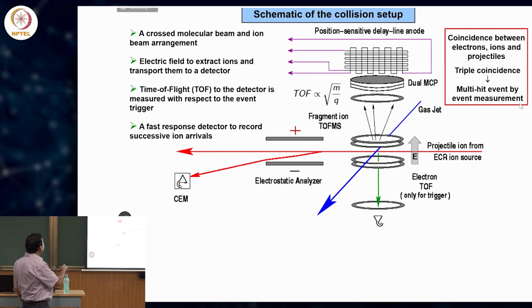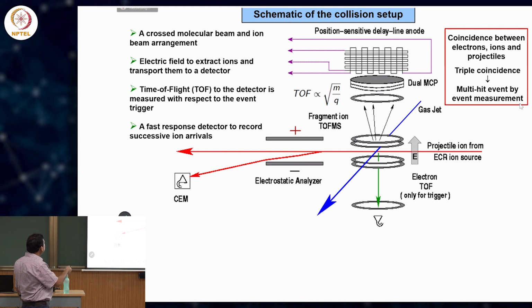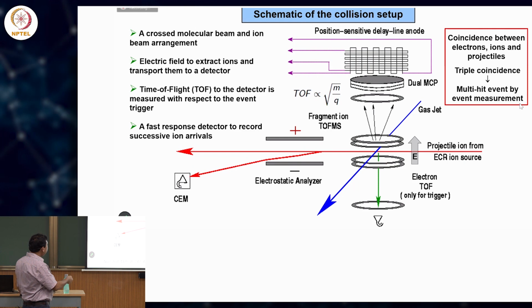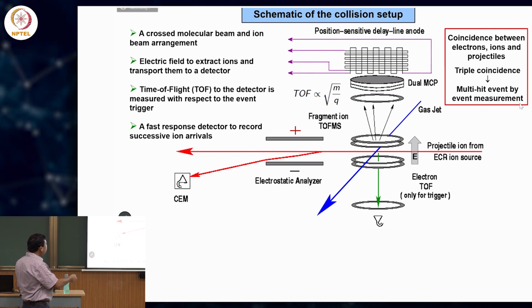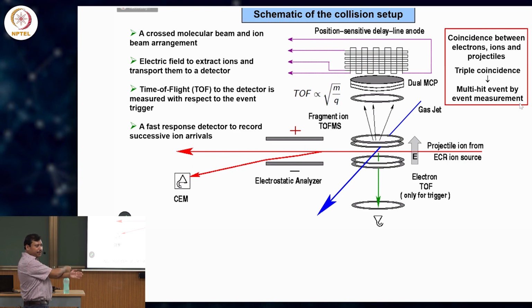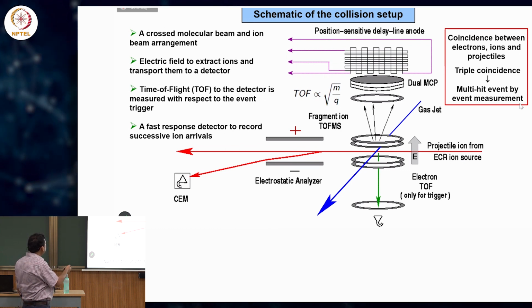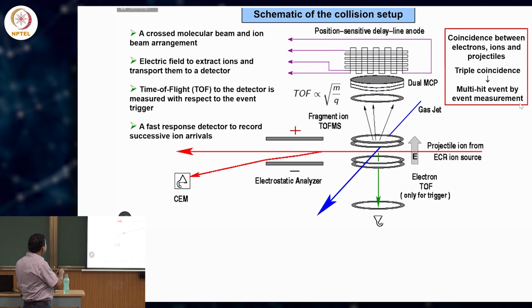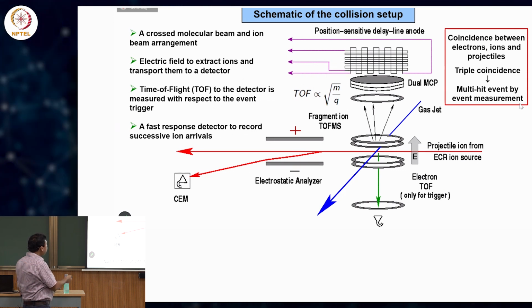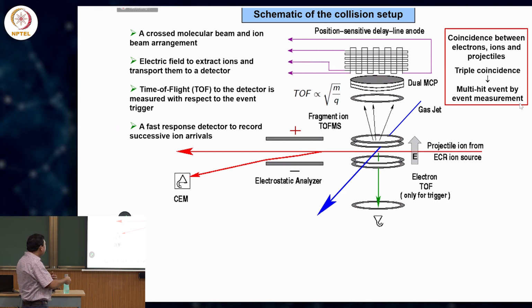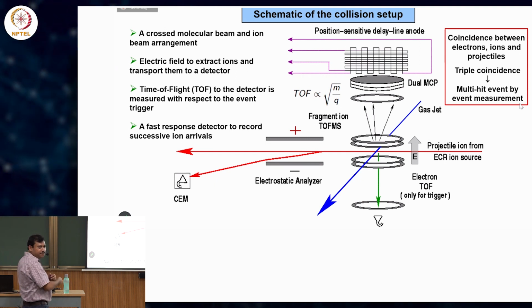a cross beam experiment where this is the molecular beam and this is the ion beam arrangement. So this is a molecular beam and the projectile beam crosses perpendicular to each other. The electric field is there to extract the ions and transport them through the detector. Time of flight to the detector is measured with respect to the event trigger, which we discussed quite a lot, that either it can be electron or it can be charge exchange projectiles.